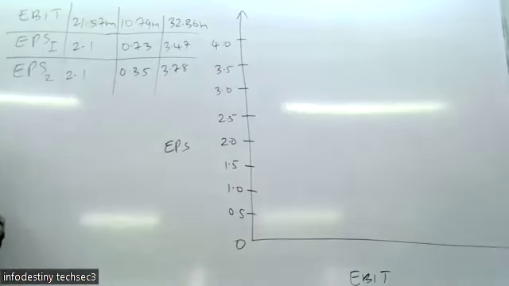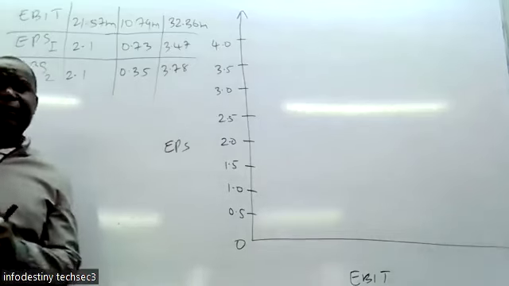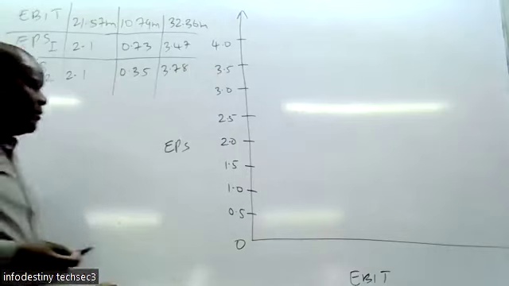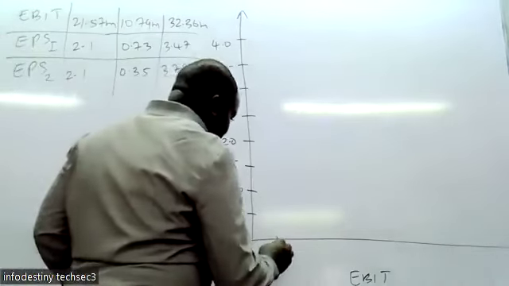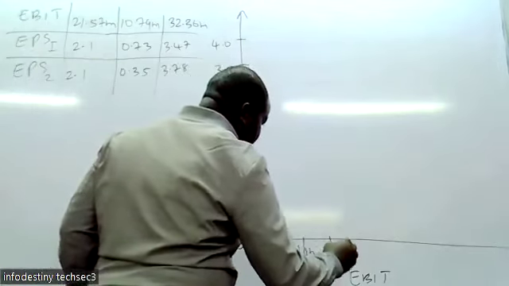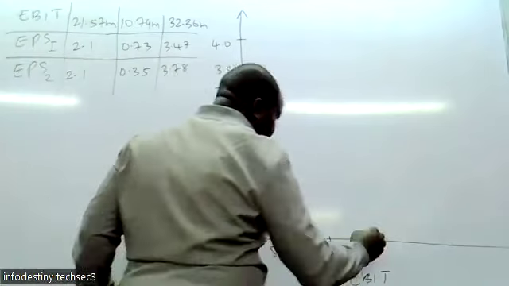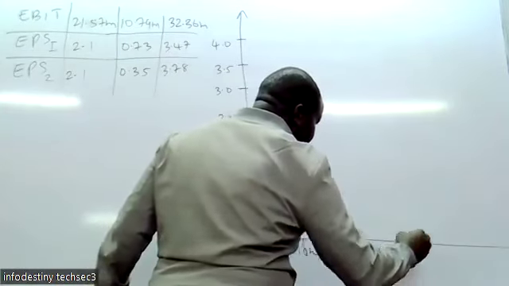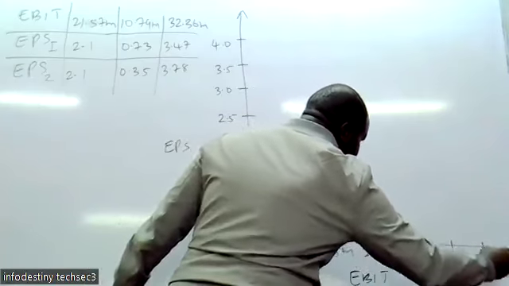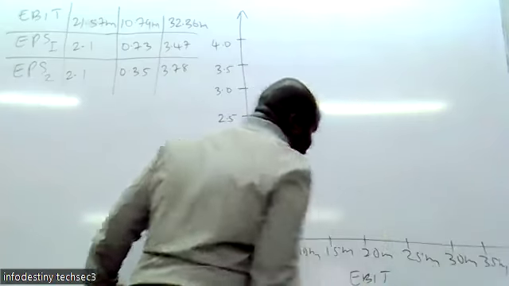Then you see the highest earnings before interest and tax is 32 and the lowest is 10. We use a similar scale, 5 million, 10 million, like that. We can also have 5 millions, 10 millions, 15 millions, 20 millions, 25 millions, and up to 35.